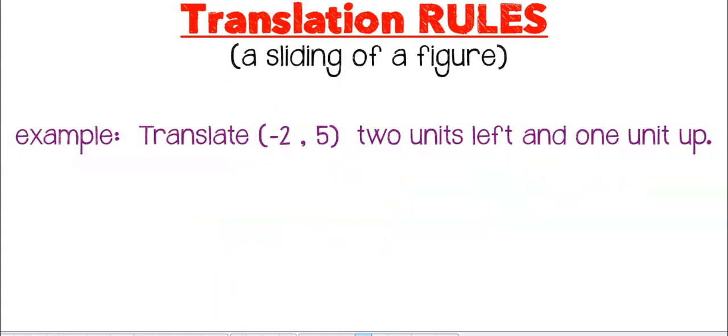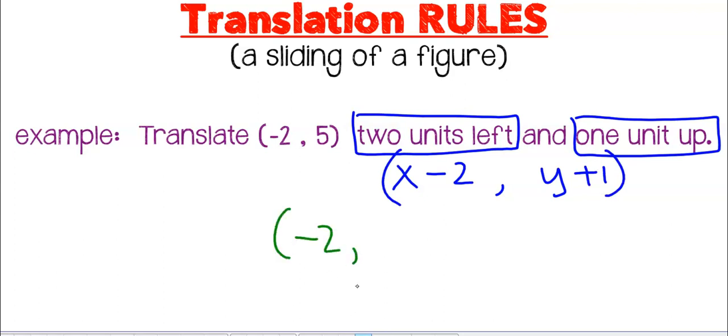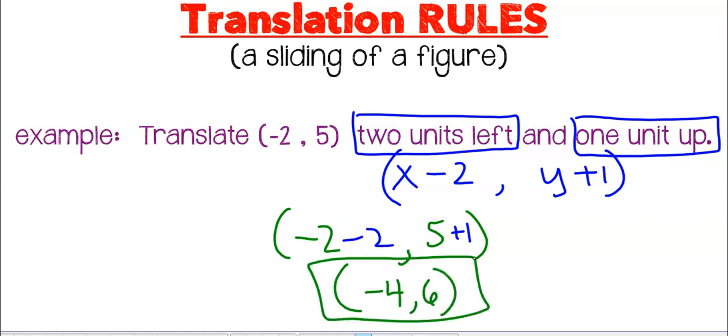Let's try this one more time. This point, negative 2, 5, is being asked to be translated 2 units left and 1 unit up. Again, left affects the x-coordinate, and left is in the negative direction. 1 unit up affects the y-coordinate, and up is in the positive direction. So now we have the mathematical notation. Let's perform that math on our beginning point here of negative 2, 5. So we're going to subtract 2 and add 1. And now we have our translated point.